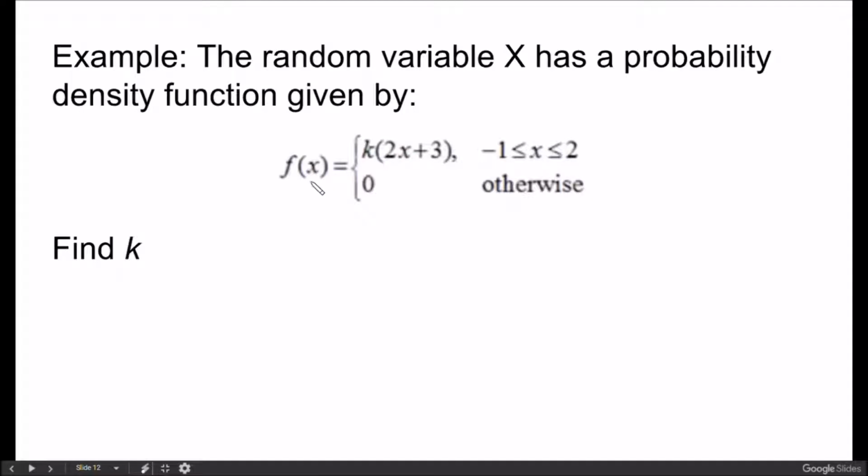So here we have the random variable x has a probability density function given by this. f of x is equal to an arbitrary constant k times 2x plus 3 over the interval -1 to 2. Otherwise, it's always 0. And we have to find k.